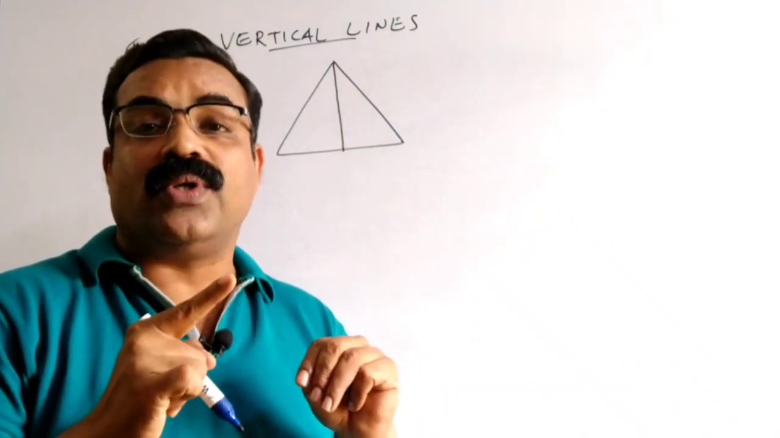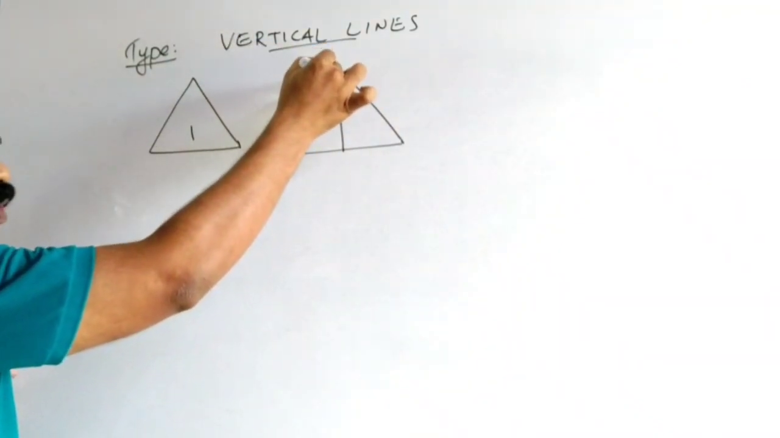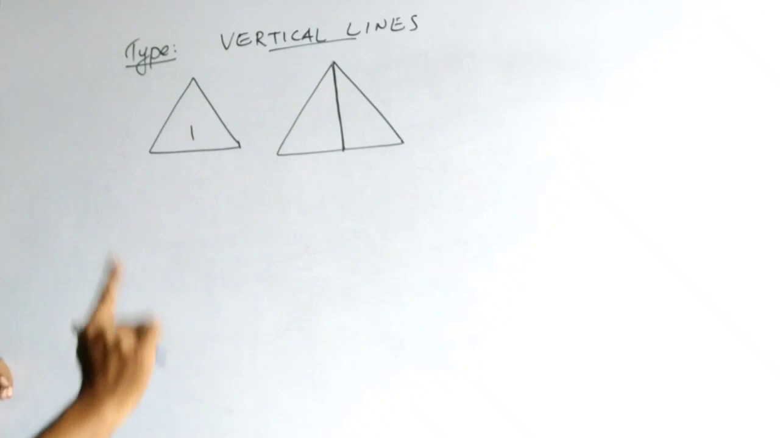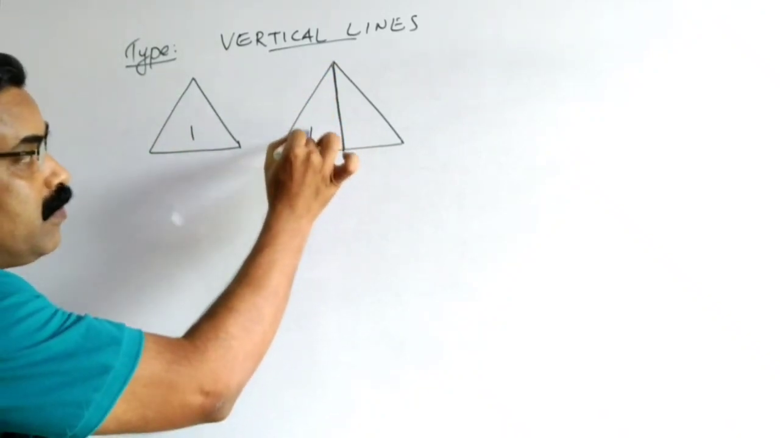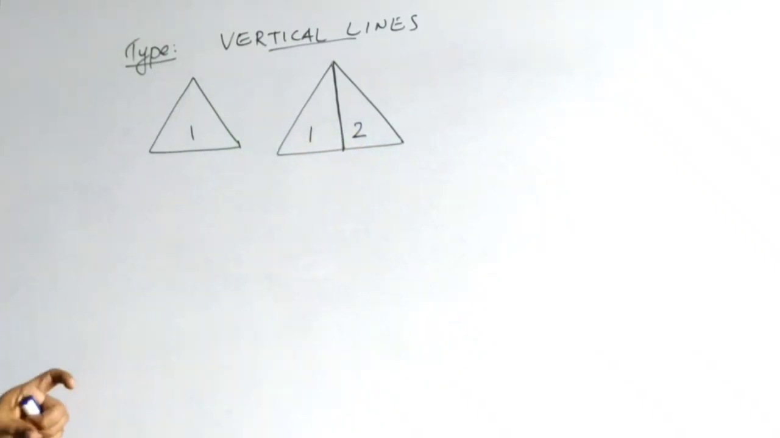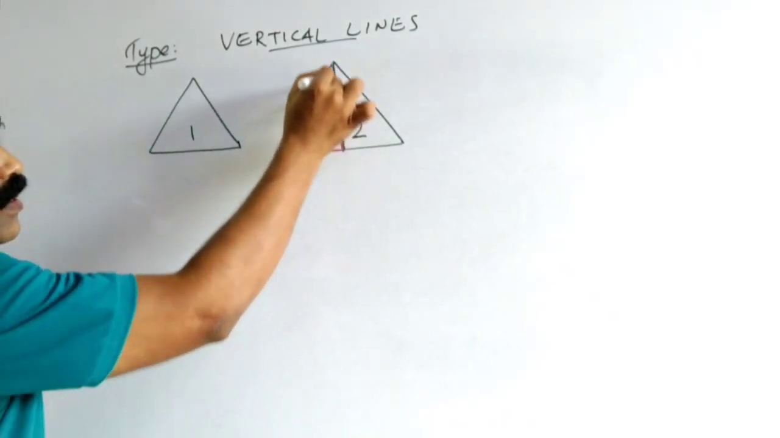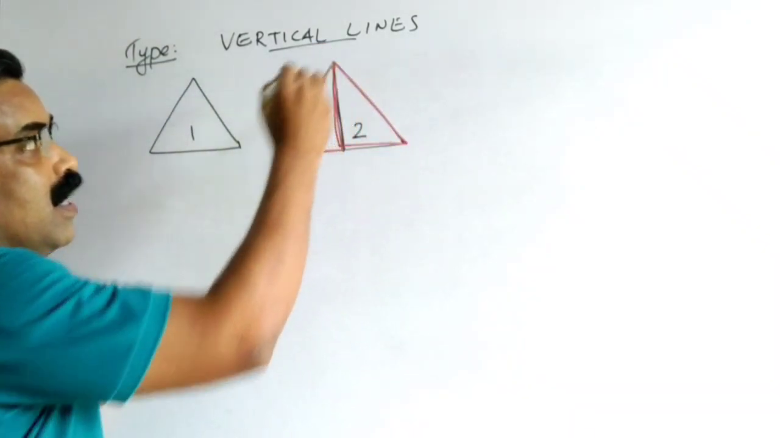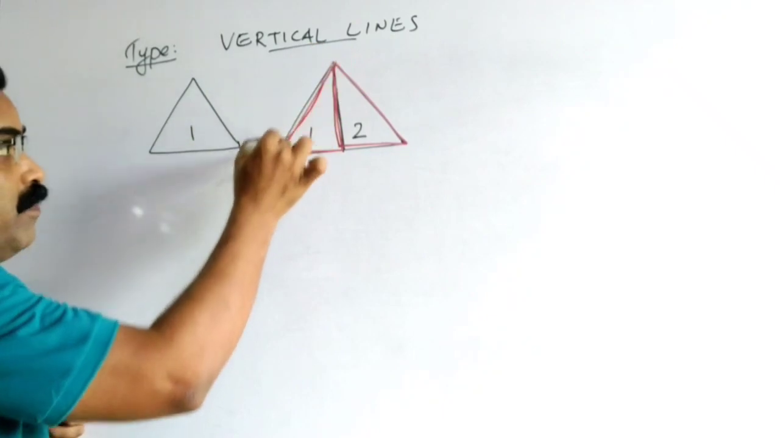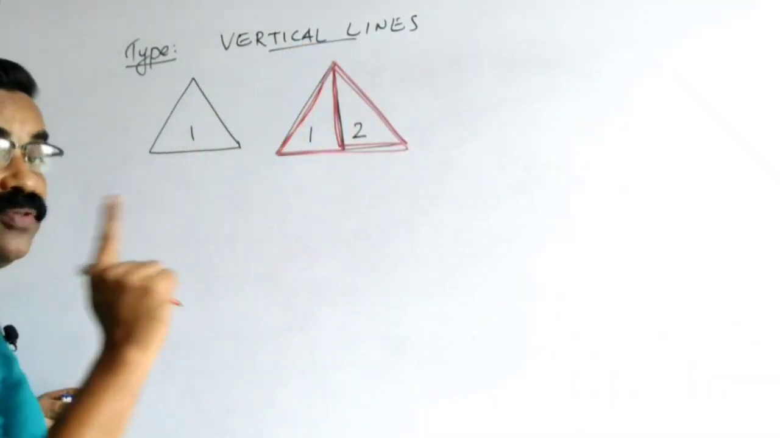Now how to take that is what we are going to see. Here how many lines we have? We have only one vertical line. That will make this figure in two parts, part number 1 and part number 2. So you can see, students, here we have one triangle like this, and a second triangle like this, and a third triangle, the full big triangle. So 1, 2 and the outer triangle, 3 we have.